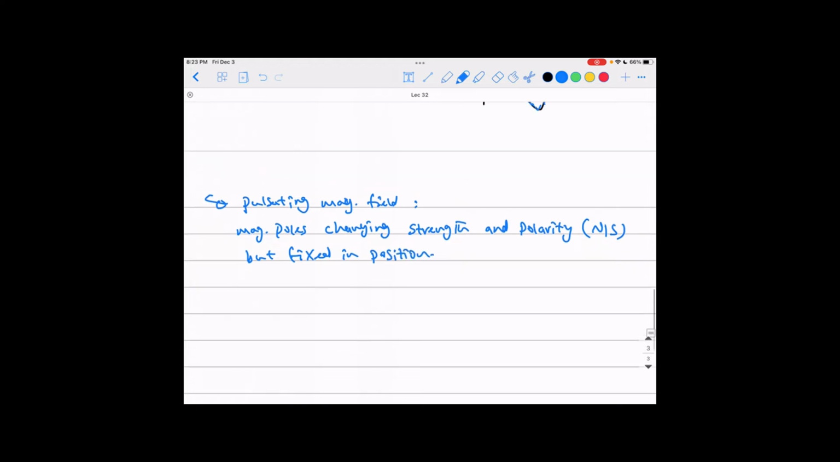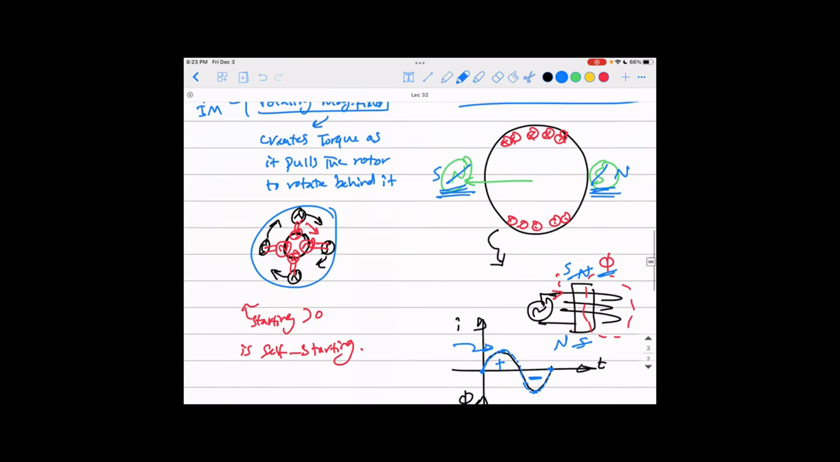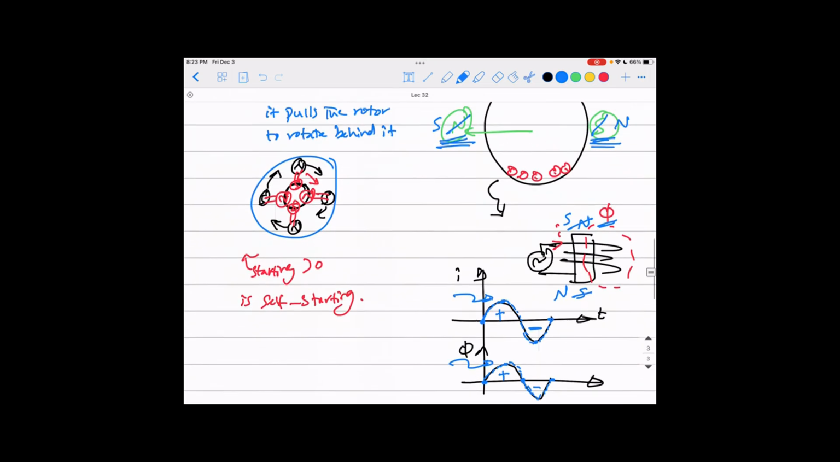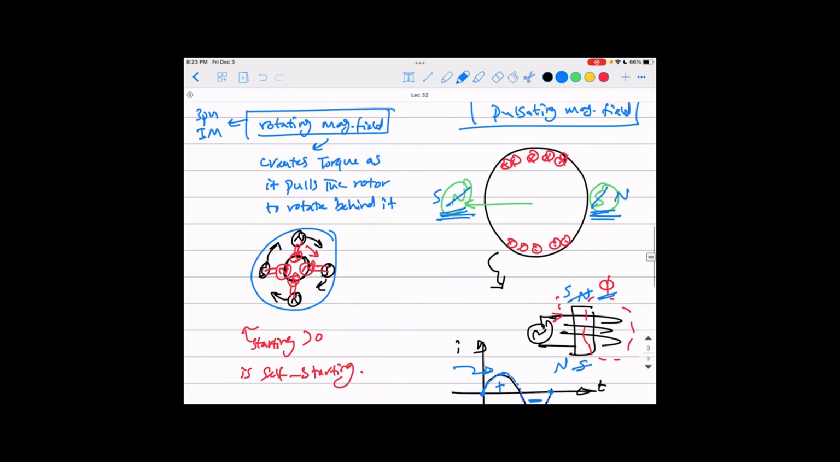They do not rotate around the circumference of the machine like a rotating magnetic field. And that's a big problem, because this will not create torque. If you remember, with three-phase machines, because the poles are rotating, they just drag the rotor to rotate with them, and that's how the machine actually rotates, because that's what you need from the motor to start rotating.